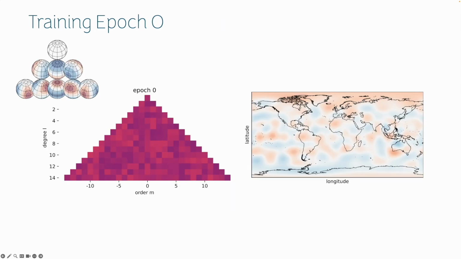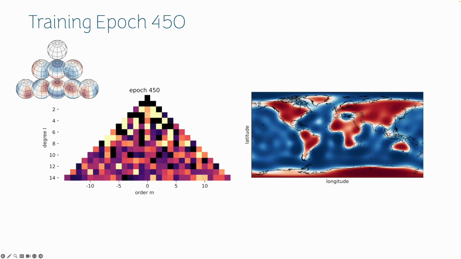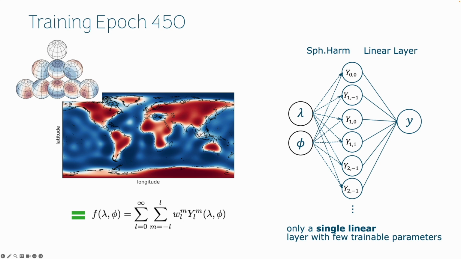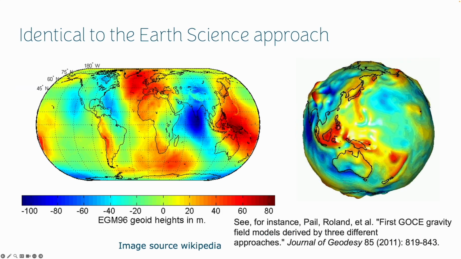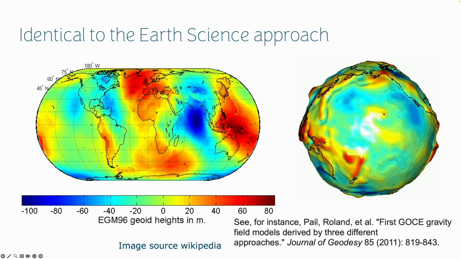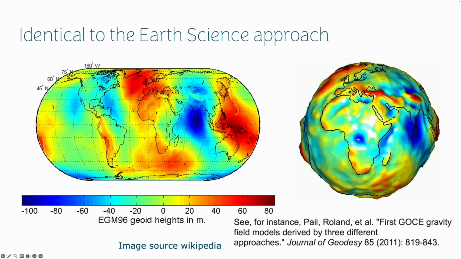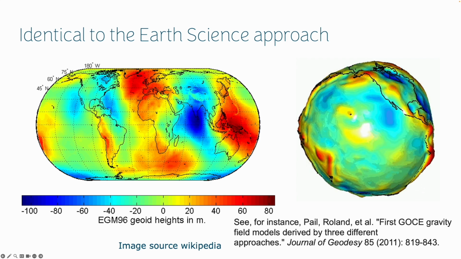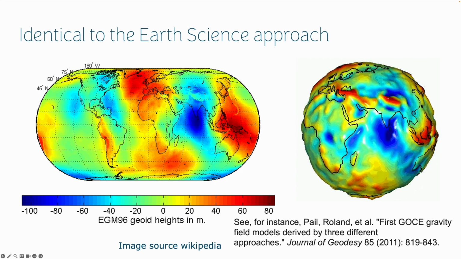And when we train, basically when we fit these weights with stochastic gradient descent, like at epochs 0, 100, and 450, after training we see that even with just a linear layer, because we have these spherical harmonic basis functions, we can reproduce this underlying function relatively well. And I want to stress here that we are not doing anything particularly different from the earth sciences before. But we just put it in a different framework, this location encoding framework, where we think about things in a positional embedding and neural network way.